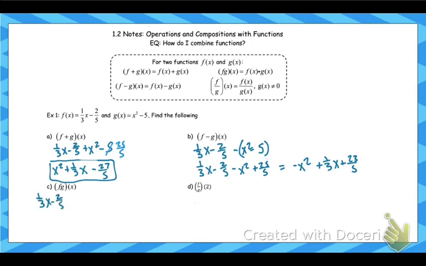So 1/3 x minus 2/5 times x squared minus 5. So 1/3 x times x cubed would be 1/3 x to the third. Then I would do minus 5/3 x, minus 2/5 x squared, and then finally plus, that would be 10 over 5, which just reduces to 2. If I want to write this in standard form, I can just flip those two middle terms there.